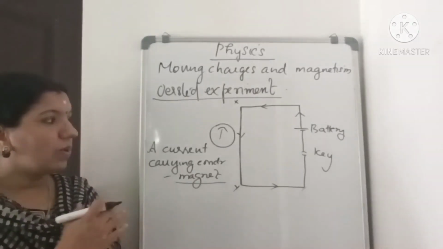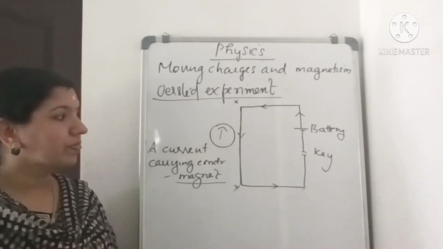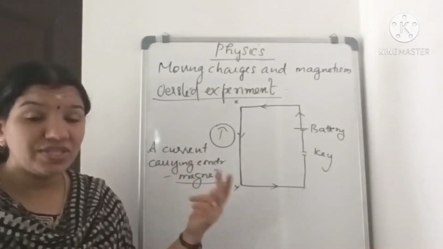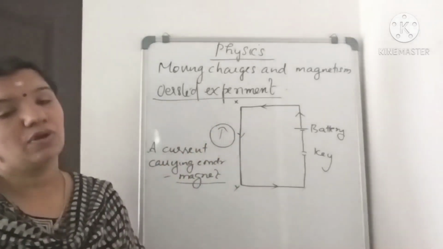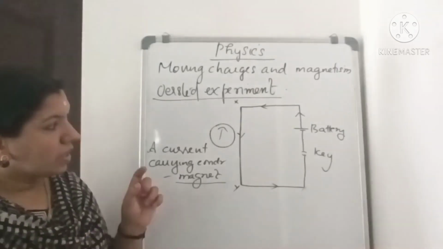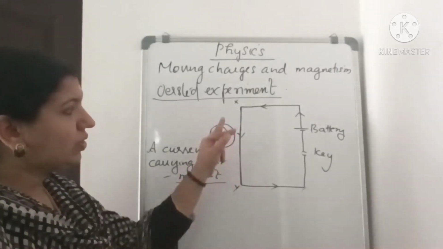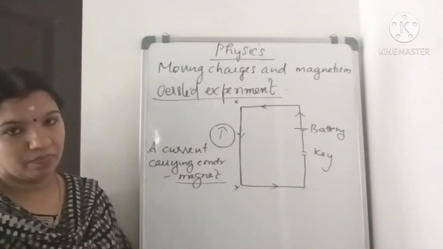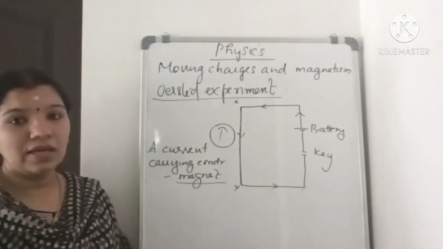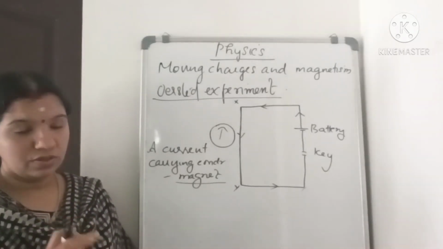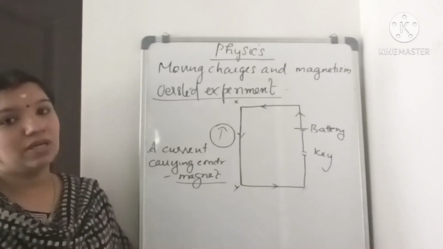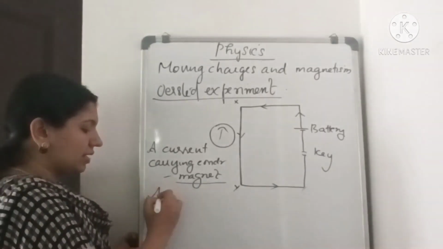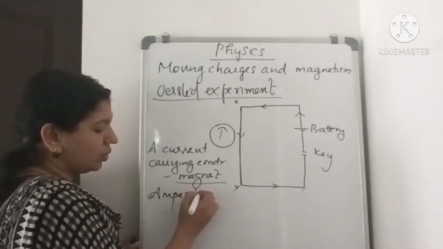Now, here one thing we have to notice is, if the current flows from X to Y, to which direction is the deflection of the compass needle? If the current flows from Y to X, to which direction the deflection of compass needle? So for identifying the direction, or to study more about the direction, one rule was suggested, and that rule is Ampere's swimming rule.